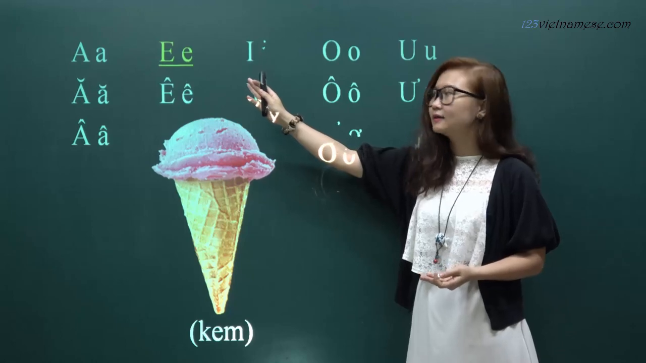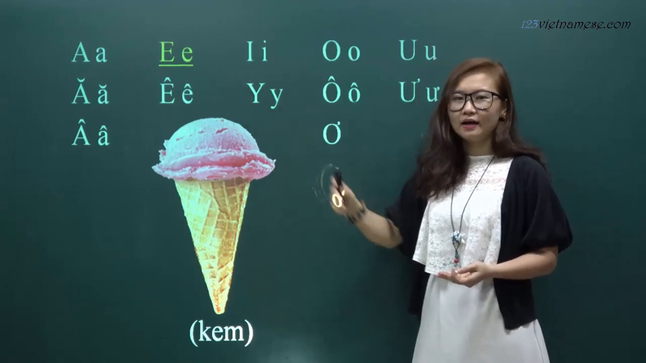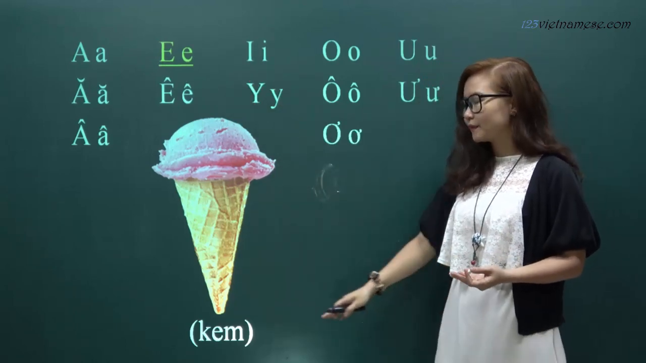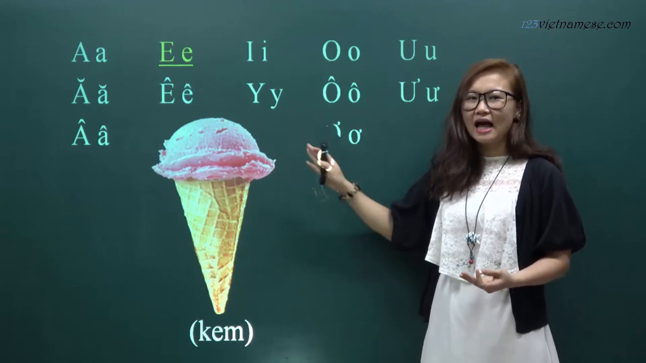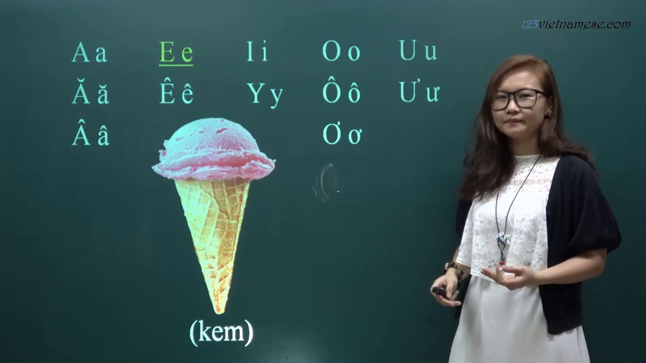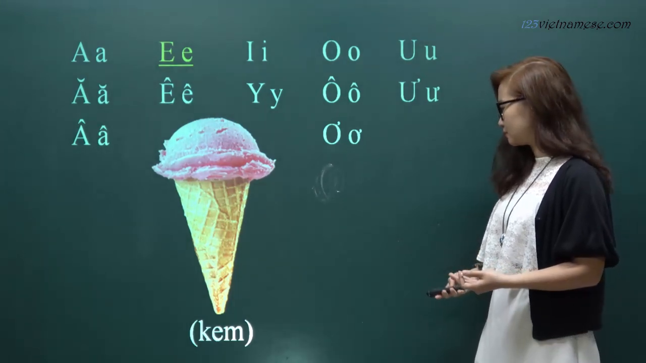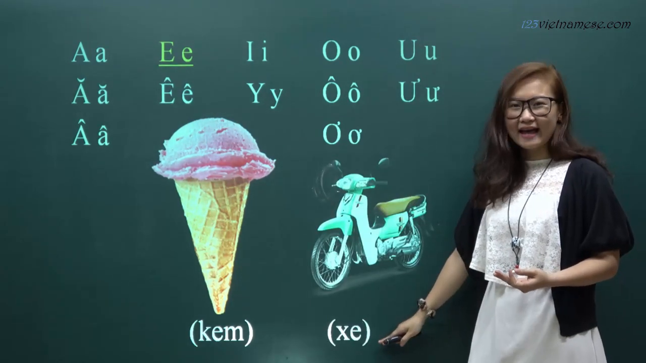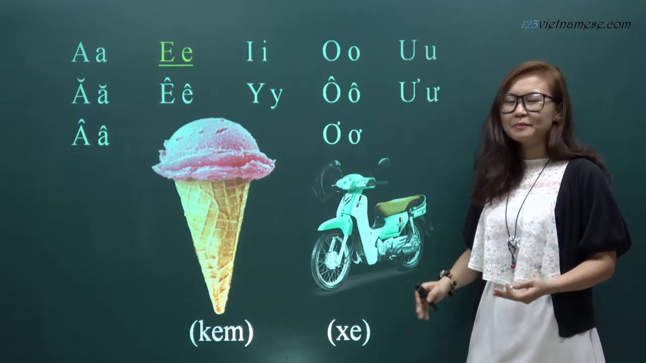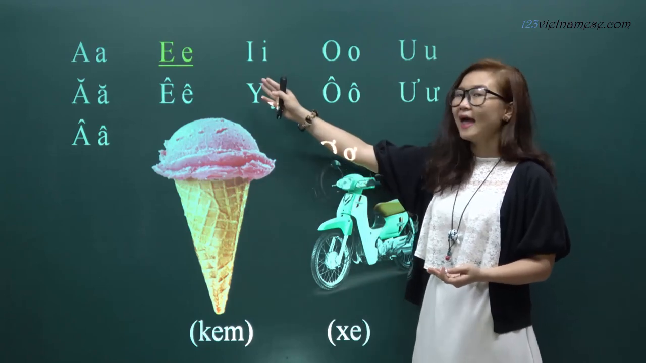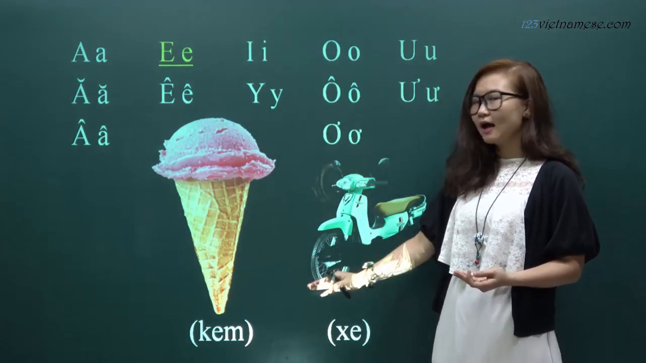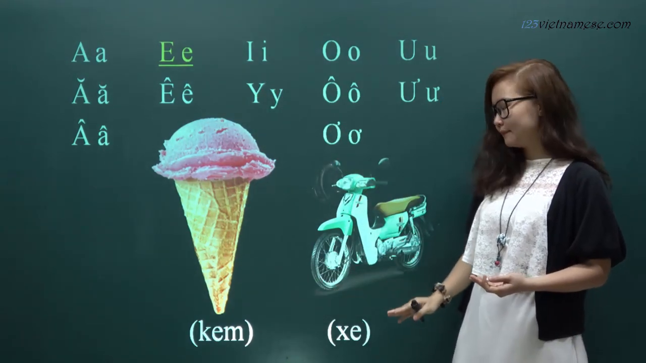E. For instance, kem. Kem means ice cream. And xe. Xe means car or motorbike in general. E. Kem. Xe.